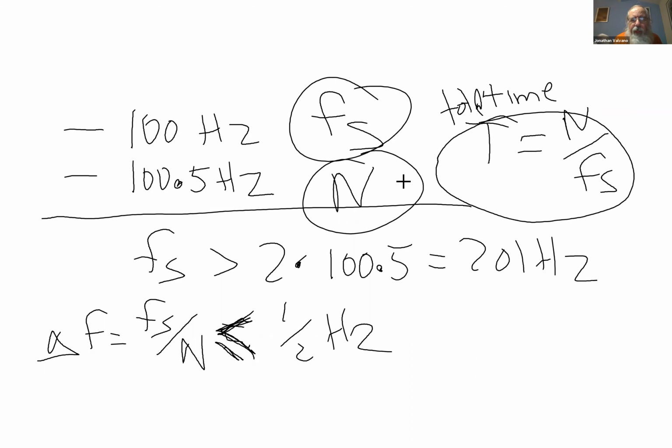These three numbers come from two decisions because of this equation, and you have to decide them both. Your Fs sets your frequency range, and your total number of samples sets your frequency resolution. Okay, I beat that to death. Okay, so let's go back.